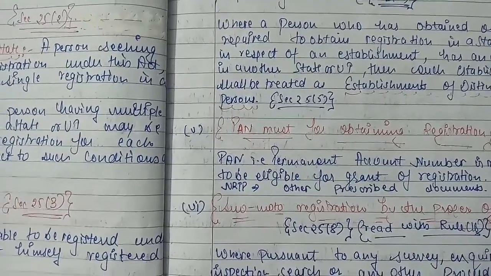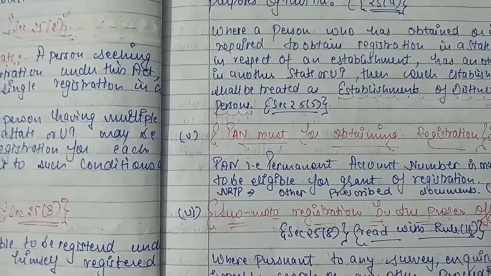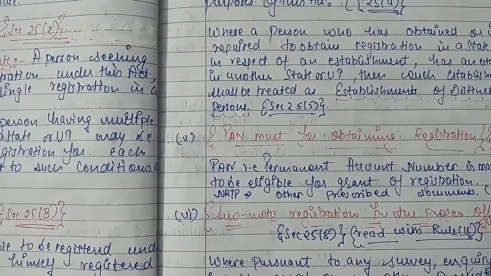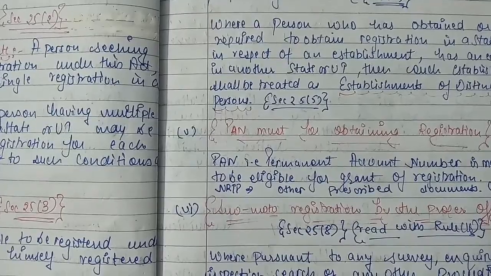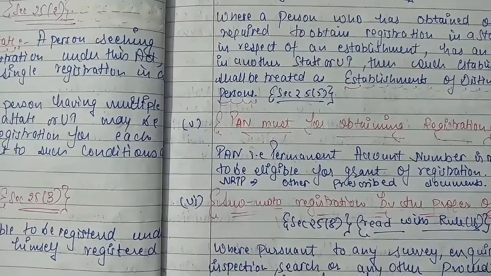Permanent account number is mandatory to be eligible for grant of registration, and in case of a non-resident taxable person, other documents are prescribed. We can say a valid passport may be taken for this.